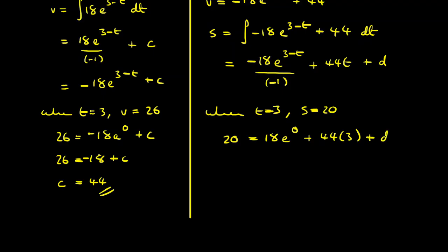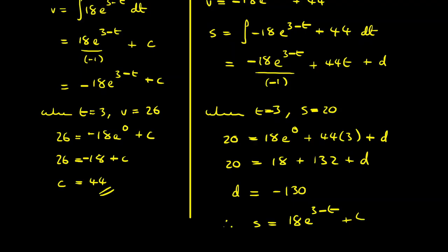plus d. And if I simplify that, I'm going to get 20 is equal to 18 plus 132 plus d. So 18 plus 132 is going to give us 150. So d there looks like it will be minus 130. Therefore, our displacement is given by 18 e to the power of 3 minus t plus 44t minus 130. And that should be our answer.